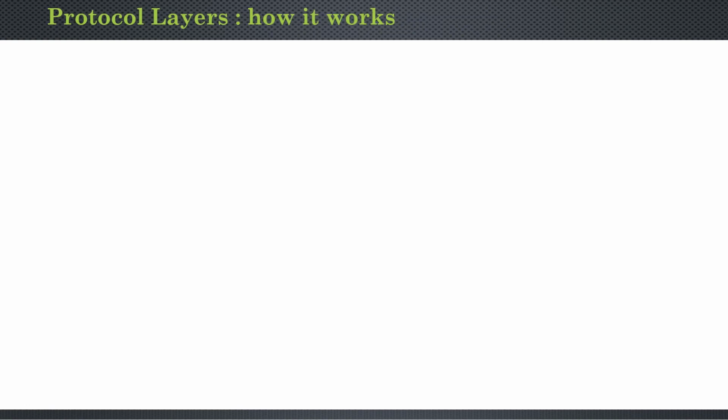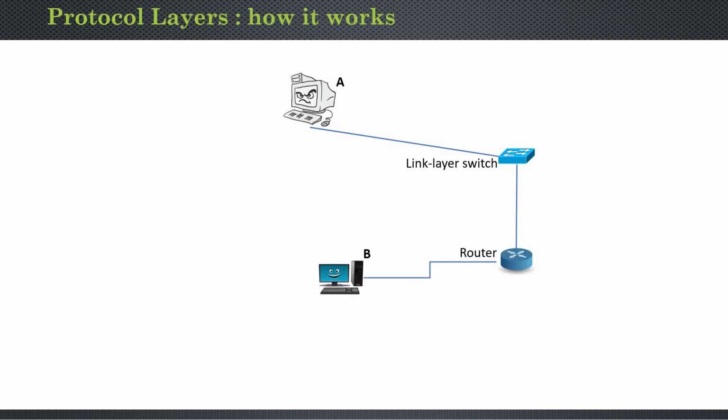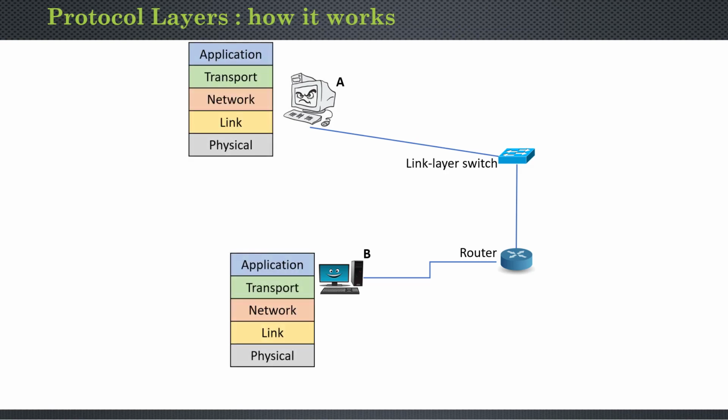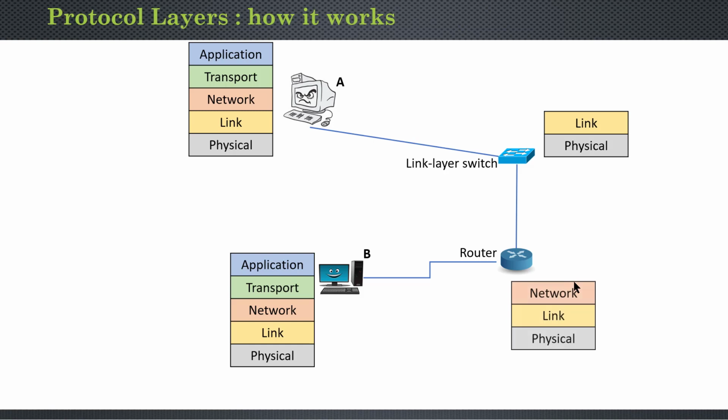Let's now see a complete example of how communication using protocol layers is done. Consider that computer A wants to send a packet to computer B through a link layer switch and a router. The 2 computers implement the whole Internet protocol stack. Routers and link layer switches organize their networking hardware and software into layers, but they do not implement all of the layers in the protocol stack. The link layer switch implements layers 1 and 2, and the router implements layers 1, 2, and 3.